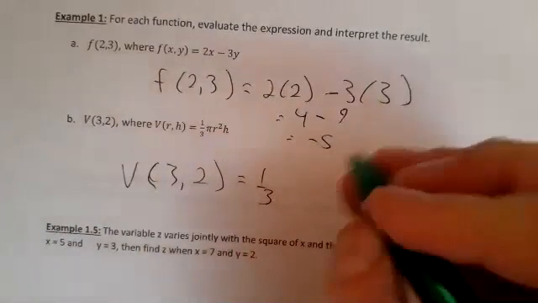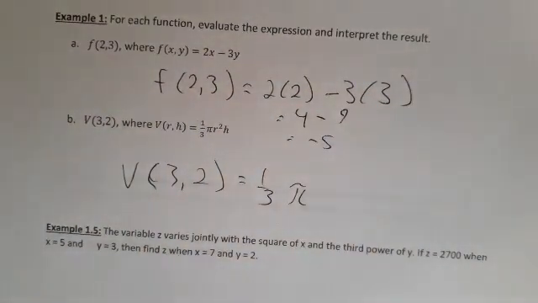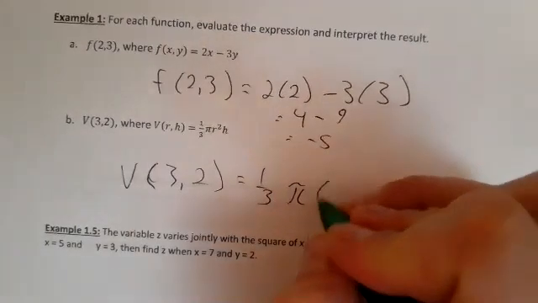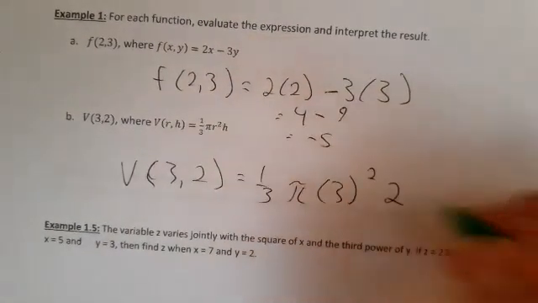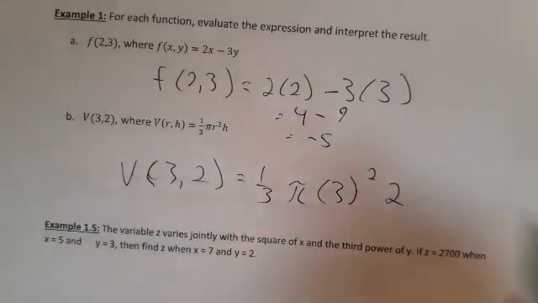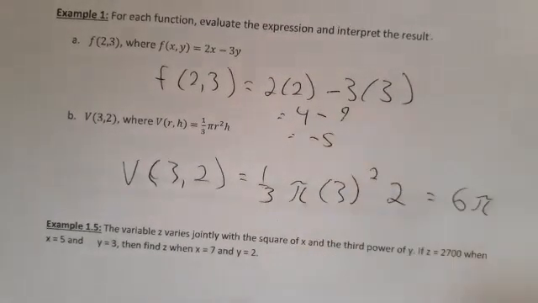In this one, and in the previous one too, you might notice it depends what order you plug these things in. R is 3, so we have to square the 3, and we multiply by the 2. So this is 9 times 2 is 18, divided by 3 is 6. I believe this is giving me 6 pi.